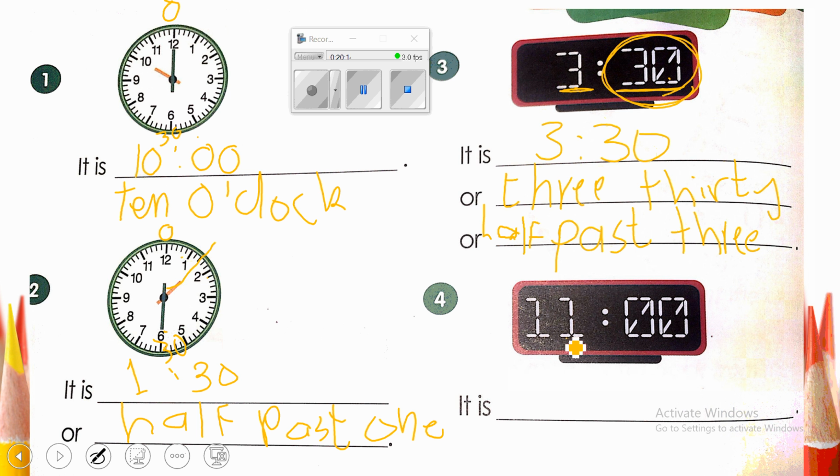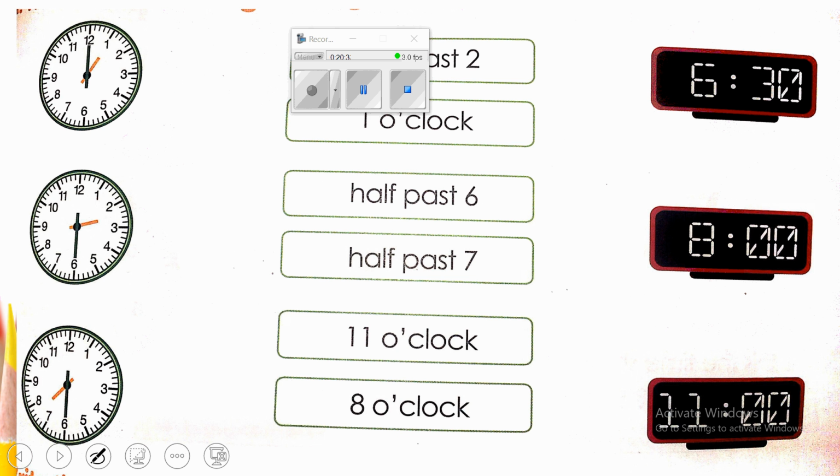Now, here, 11. Here is the hour, and here is the minute. HM. Get with the hour, 11. How many minutes? 0. It's 11 o'clock. Perfect. See the next. It is matching.